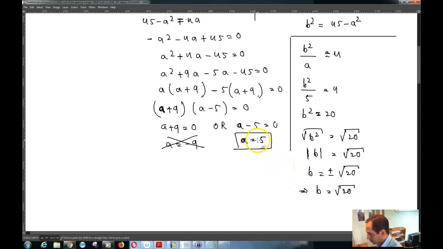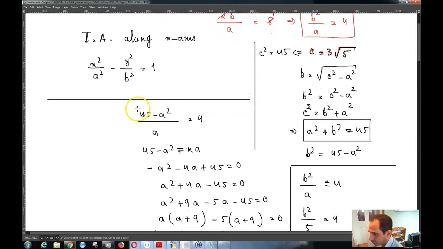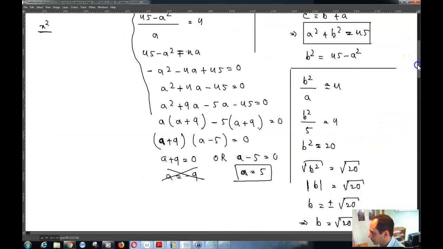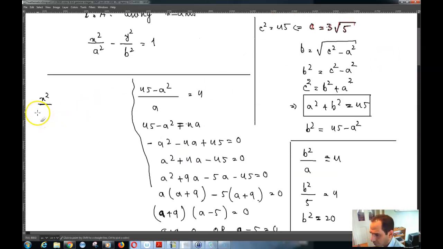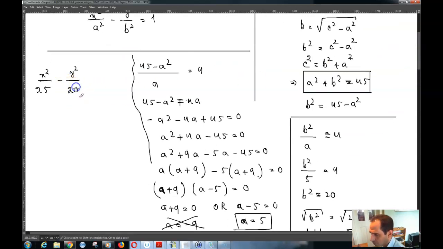Now, so a is equal to 5, b is equal to square root of 20. For the reasons that we talked about before, the equation of the line is in this form. So I can write x squared by a squared, which is 25, minus y squared by b squared, which is 20. Square root of 20 all squared is 20, is equal to 1, and that is the right equation for the line. And that is basically x squared by 25 minus y squared by 20 is equal to 1. So that was number 12.